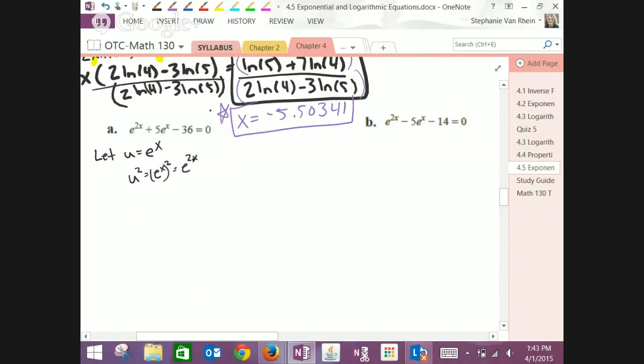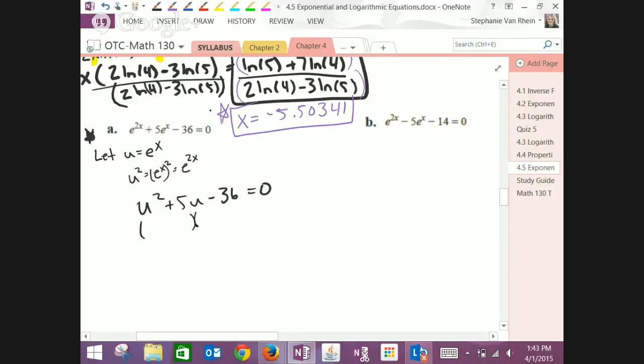Where's that U come from? This is the process, the technique to solve this type of equation. It's called a U substitution. I can't solve this by itself, but this is a quadratic in E to the X. So first we need to say, what is it in terms of U? So this would be U squared plus 5U minus 36 equals 0. You solve this quadratic.